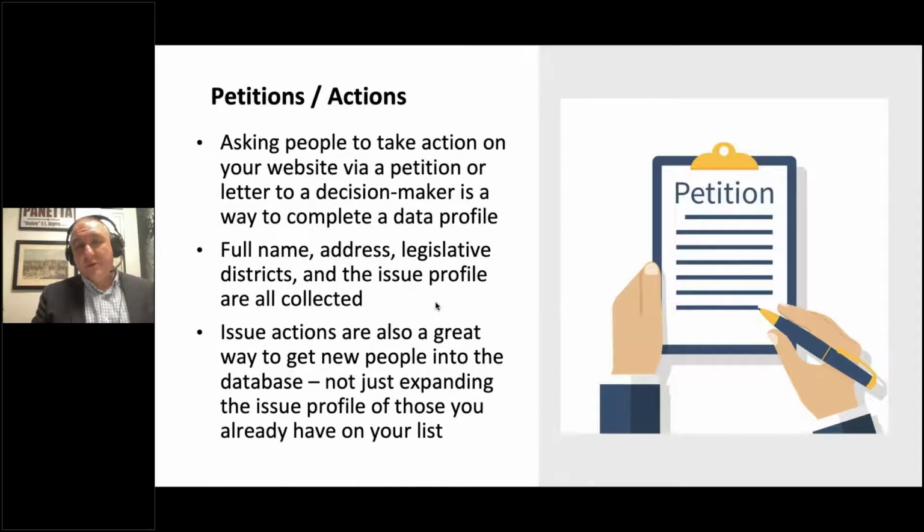We're asking people to actually weigh in on an issue. A letter to a decision maker is a great way to complete your data profile, because you need to ask street address, city, state, zip code, which a lot of the systems use to then match you to congressional districts. So that's another way to build up a lot of information on somebody, because you get where they live, you get their congressional districts.